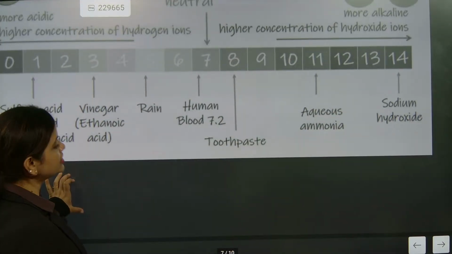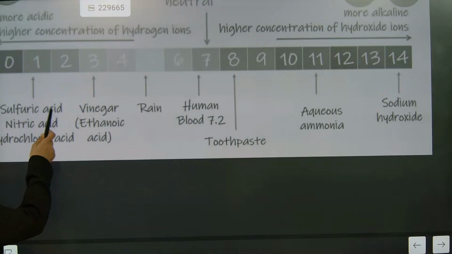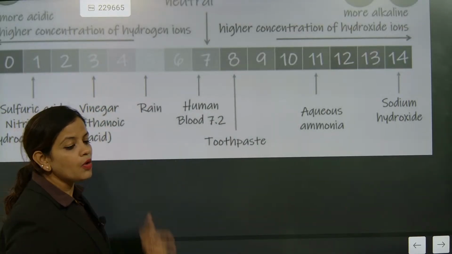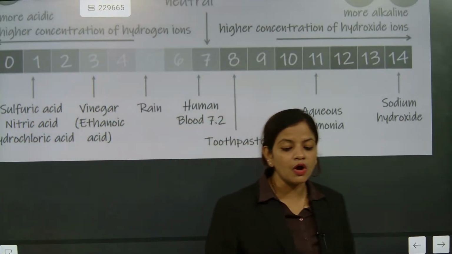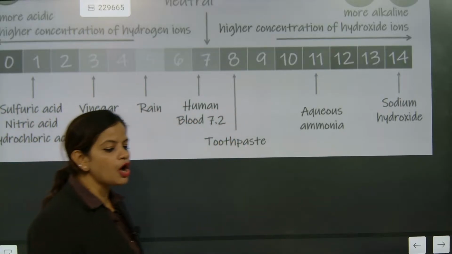Now look here. When somebody asks you about vinegar and so on, what is the level with sulfuric acid? 1. Nitric acid, 1. Hydrochloric acid, 1. Vinegar, 3. That is the pH scale. Now, what is the pH scale? The pH scale is also called potence of hydrogen. What is it called? Potence of hydrogen.